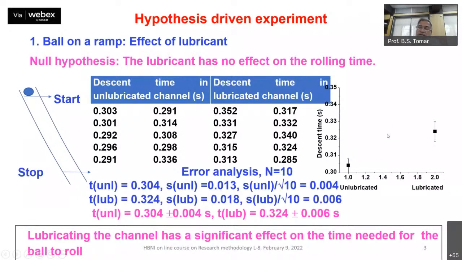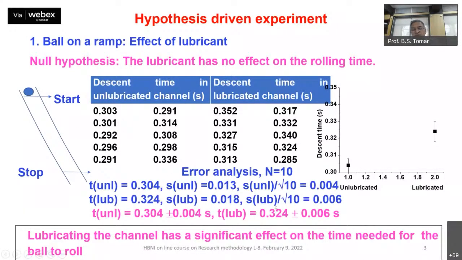It appears that lubrication did have an effect on the rolling down time of the ball through the channel. So these are the data. Unlubricated channel 0.304 plus or minus 0.004, lubricated 0.324, plus or minus 0.00. It shows that lubricating the channel has a significant effect on the time needed for the ball to roll between these two points.